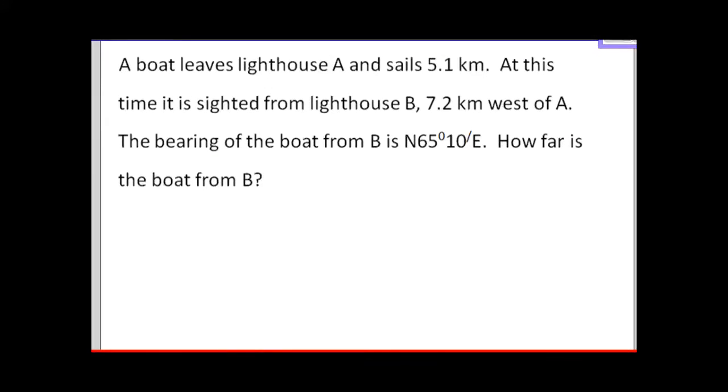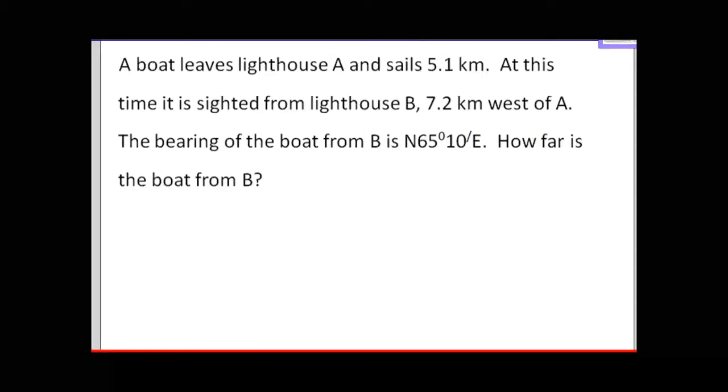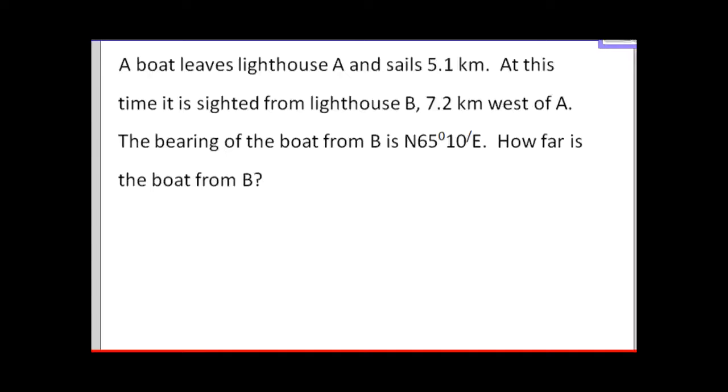Boat leaves Lighthouse A and sails 5.1 kilometers. At this time, it's sighted from Lighthouse B, 7.2 kilometers west of A. The bearing of the boat from B is north 65 degrees, 10 minutes east. How far is the boat from B? Oof. Because this right here, this is a real humdinger.